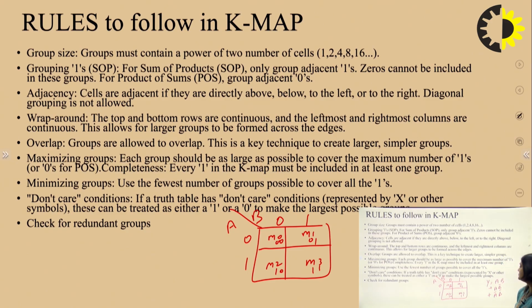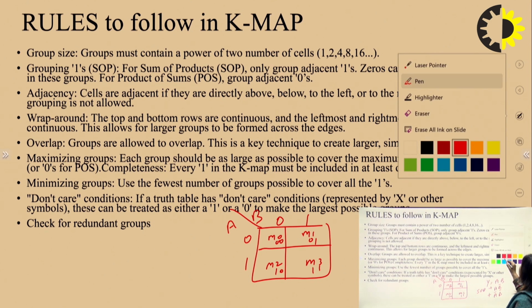Now if the expression is in the form of SOP, we will put the value of these minterms as 1 in the K-map. And if the expression is in the form of POS, we will put 0 in these cells. So in the second rule, we see groupings: for SOP, sum of products, only group adjacent 1s. Zeros cannot be included in these groups. For product of sums, group adjacent zeros. Means if expressions are in the SOP, then we will put 1 in these cells, and if the expressions are in the POS, then we will put 0 in the K-map.